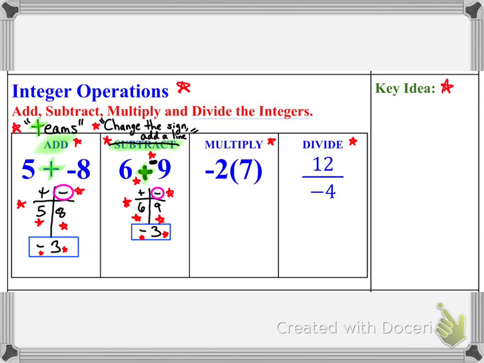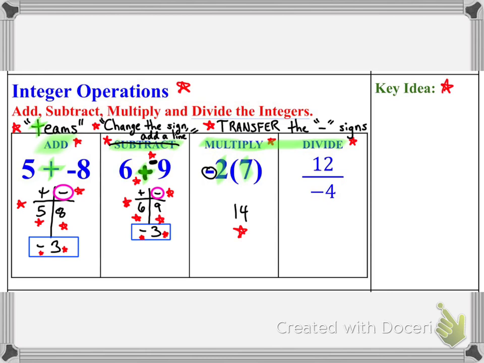Then we go to multiply and divide. Remember that both of these have the same strategy. We use the same strategy, which is to transfer the negative signs to the answer. And if you wrote down the strategy, give yourself that star for writing down the strategy. Now we're actually going to multiply the 2 times the 7. 2 times 7 gives me 14. So if you have 14, you get a star for that.